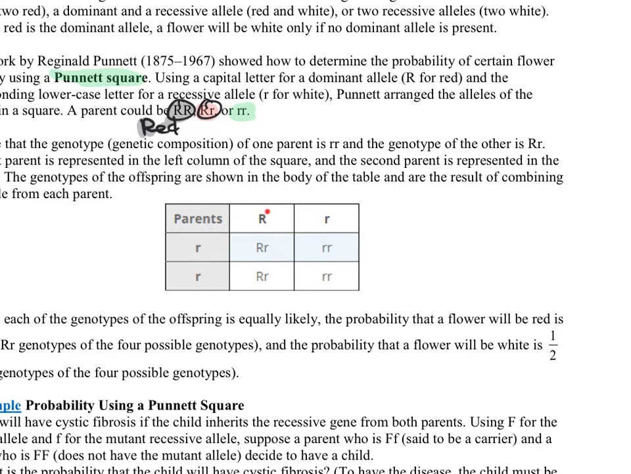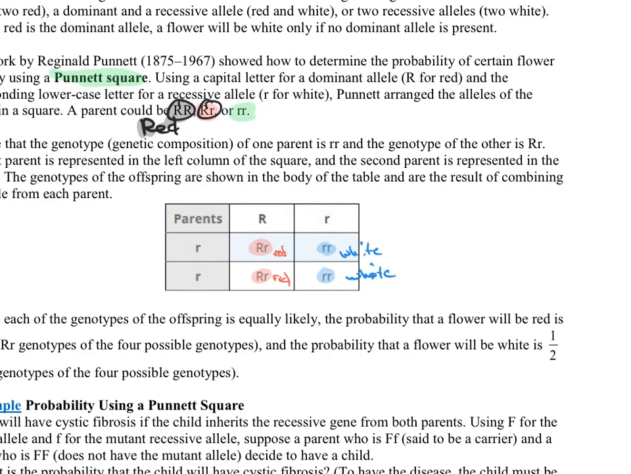For instance, this one takes the uppercase R and the lowercase r. Same thing with the next square. And then the other two are lowercase r, lowercase r. Remember, these two cases right here would be called carriers, and they would be red in color, but they are called carriers. The only way to be white would be two lowercase r's, which are these two right here. So these ones right here would be white.